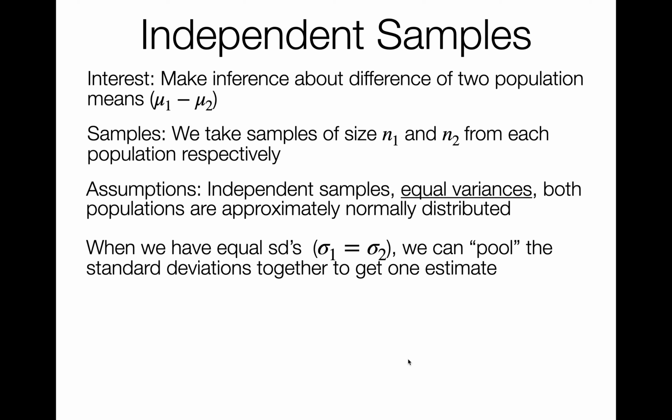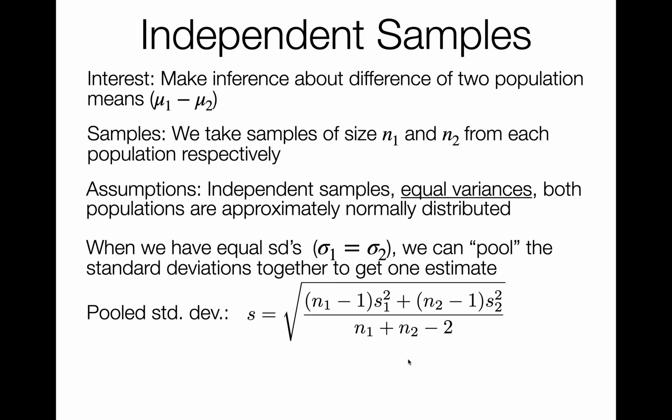That may be good, or that may be not so good. When you're actually doing this sort of inference in real life, you have to take these things into account. But if we can say that we believe that the two population standard deviations are the same, then we can what's called pool the standard deviations together. And so the pooled standard deviation looks like this.